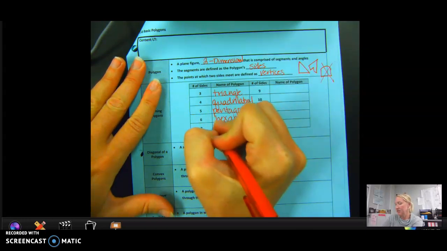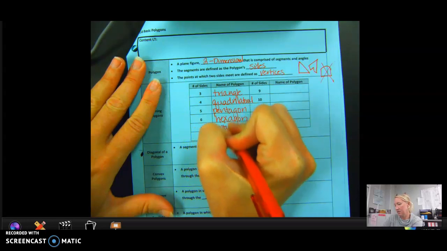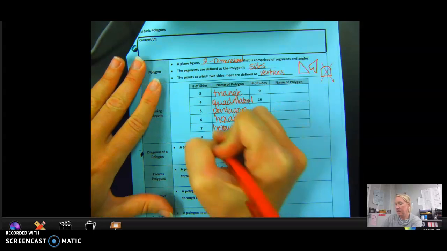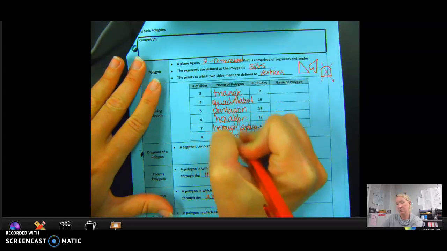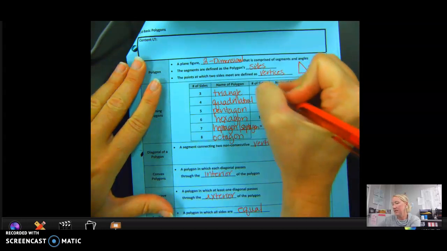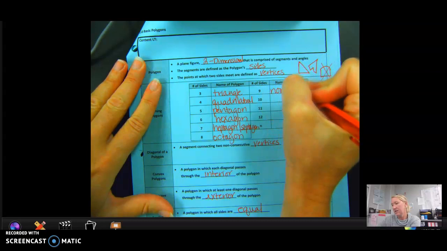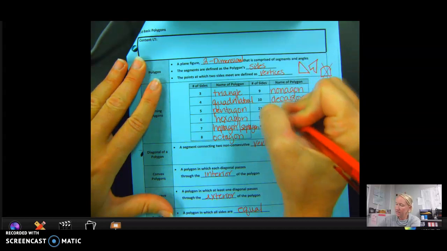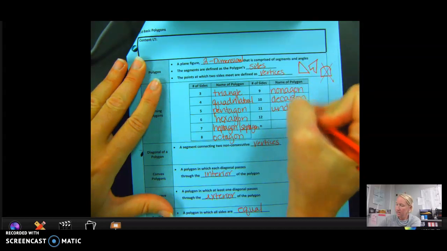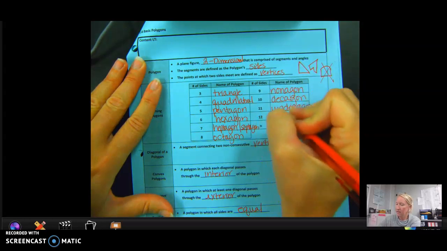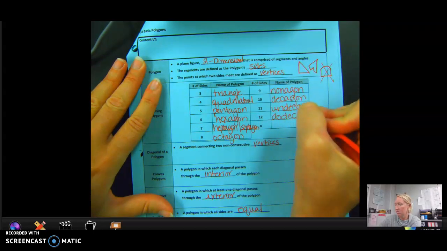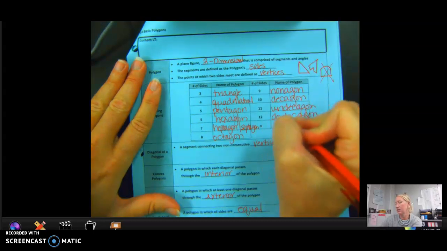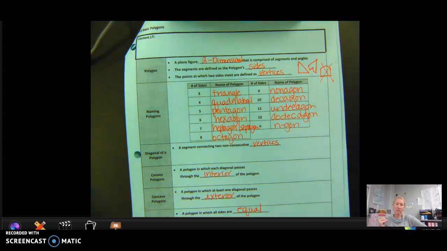Seven is heptagon or septagon. Eight is octagon. Hopefully I'm spelling all those right. Nine is nonagon. Ten is decagon, like a decade. Eleven is undecagon. Twelve is a dodecagon. Do means two. And anything larger than that is an n-gon, meaning like if it's 20 sides, it's a 20-gon. Or if it's 100 sides, it's a 100-gon.